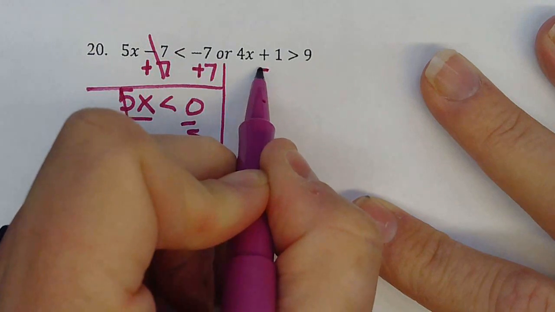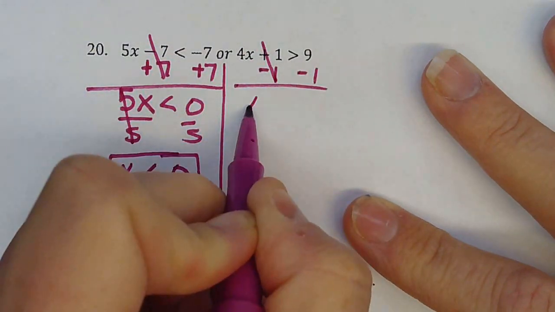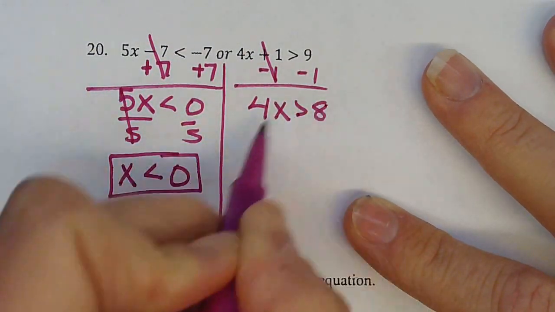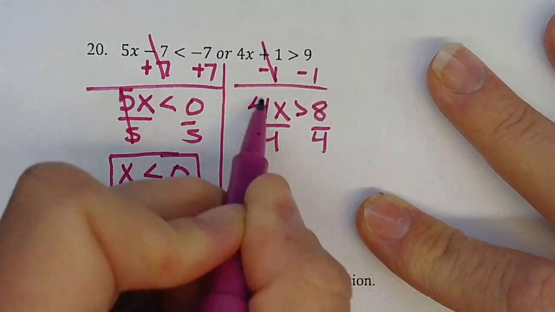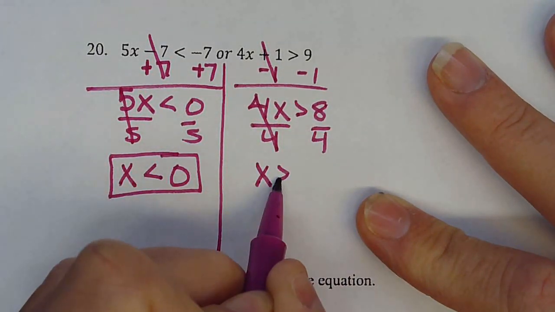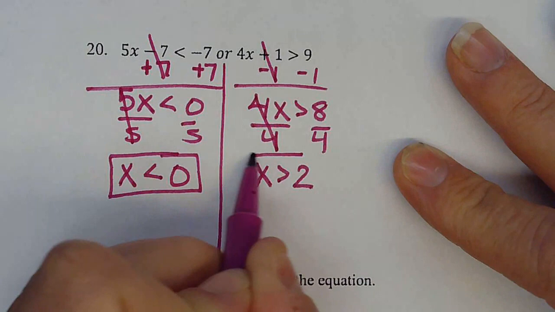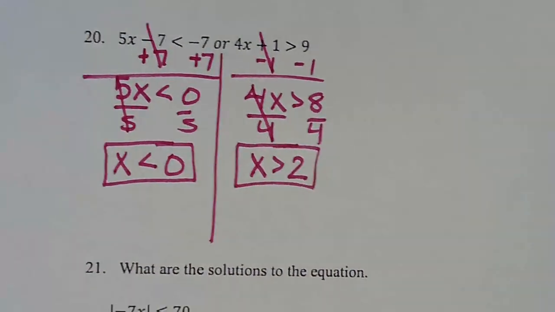And over here, I'm going to subtract 1. 4x is greater than 8. Divide by 4. 8 divided by 4 is 2. So I have x is greater than 2. So there are my solutions.